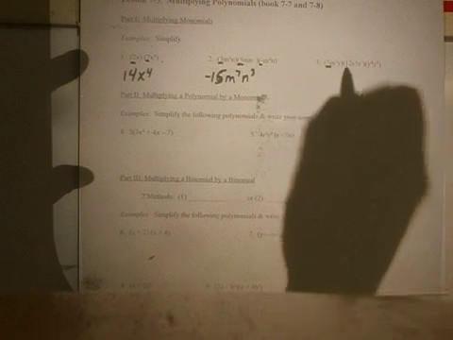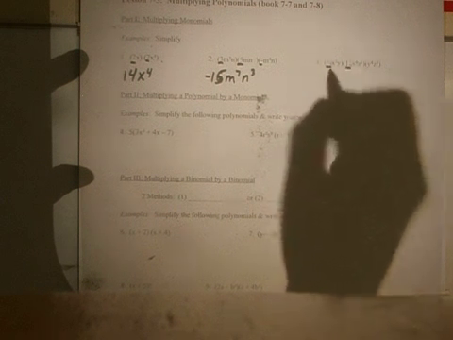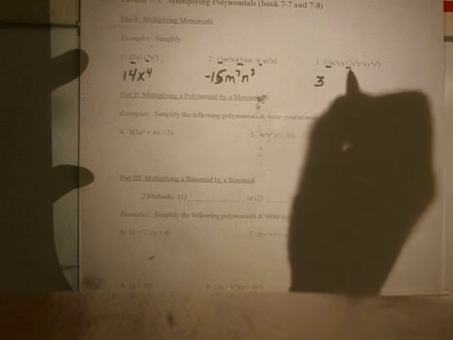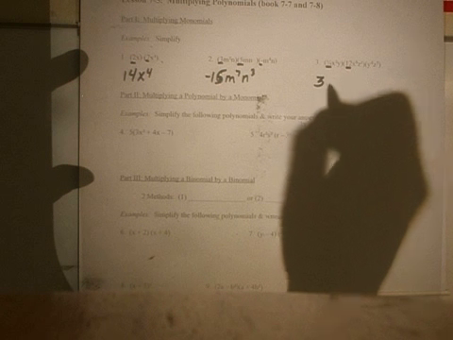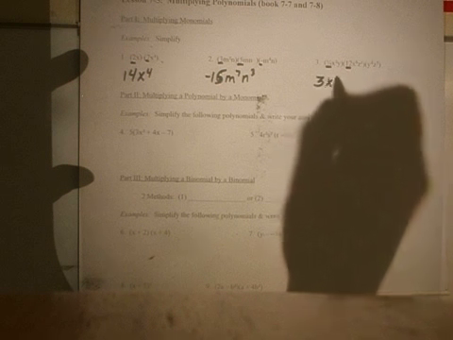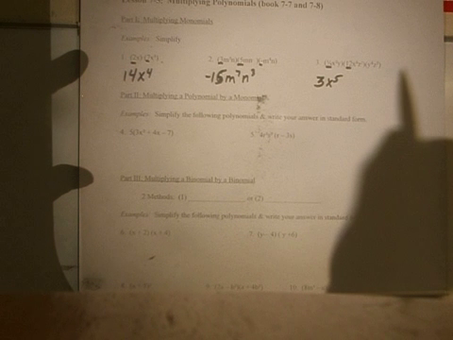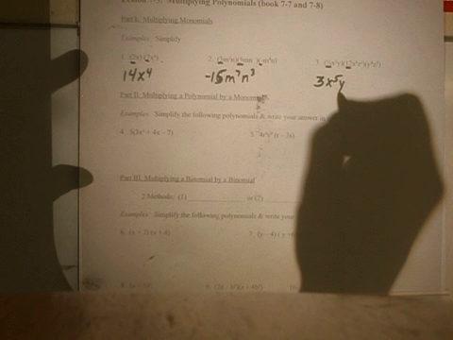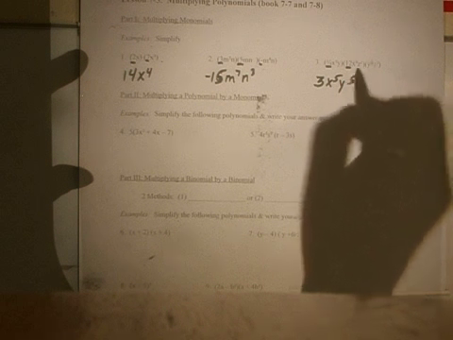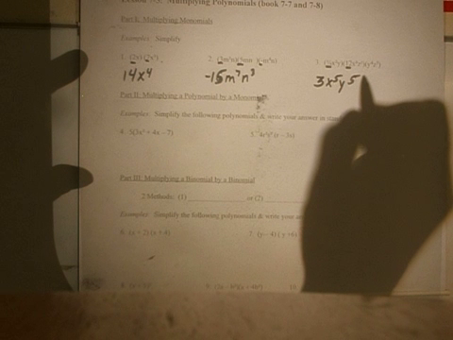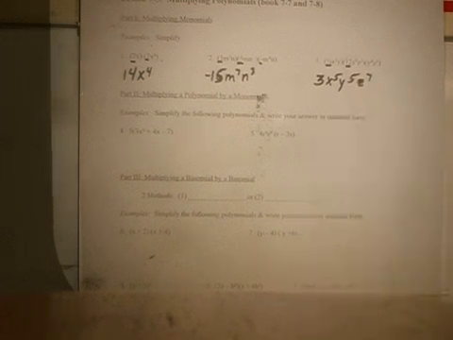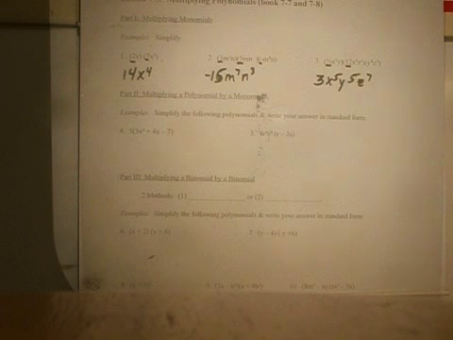And example 3, 1/4 times 12. That's like saying 12 divided by 4 is 3. X squared times x to the third is x to the fifth. When you multiply, you add exponents. Y times y to the fourth is y to the fifth. And z squared times z to the fifth is z to the seventh. So our answer is 3x to the fifth y to the fifth z to the seventh.